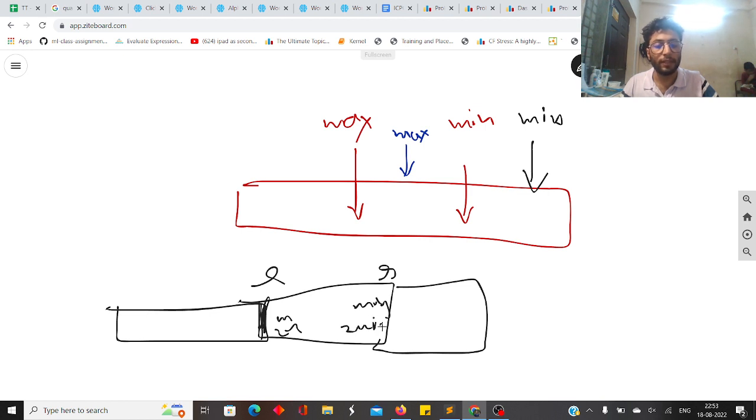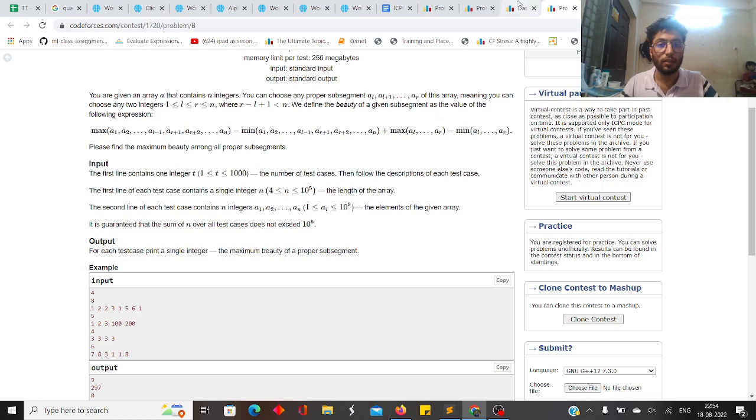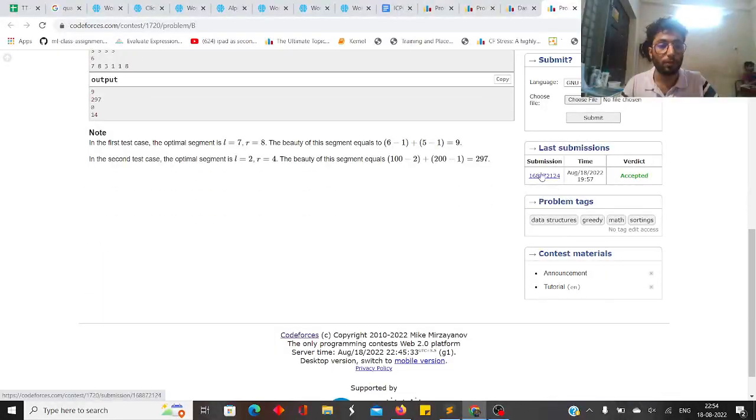And correspondingly, what I would have is the first minimum or the second minimum would lie in the remaining part, and the first maximum and the second maximum would lie in the other remaining part. So it will always be possible to have the two maximum values contribute to my positive part and two minimum values correspond to my negative part. So that's the solution for the problem.